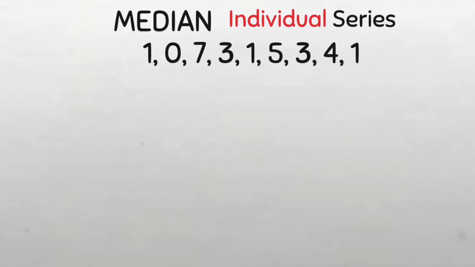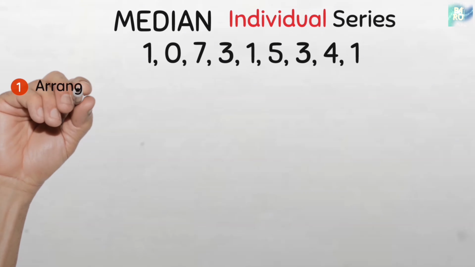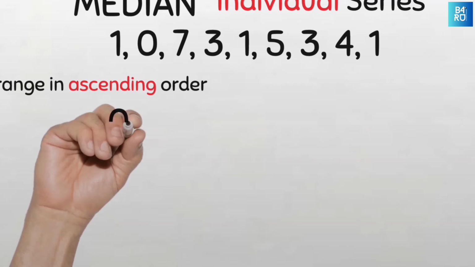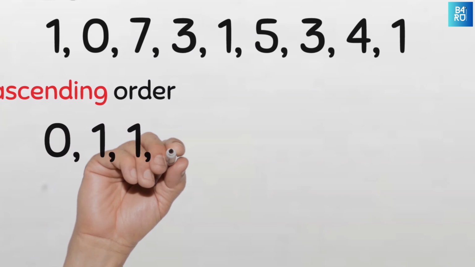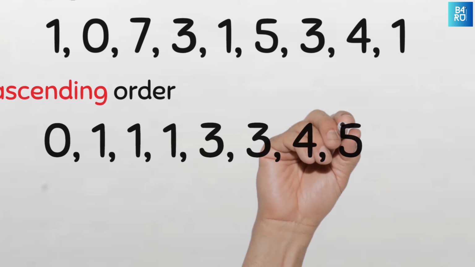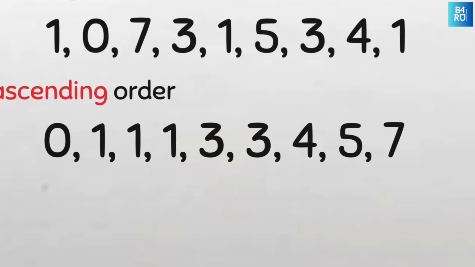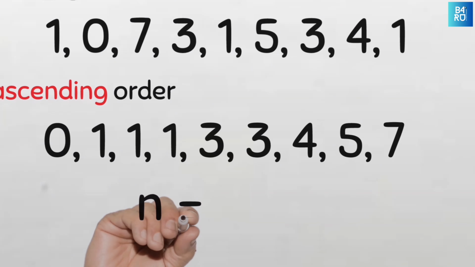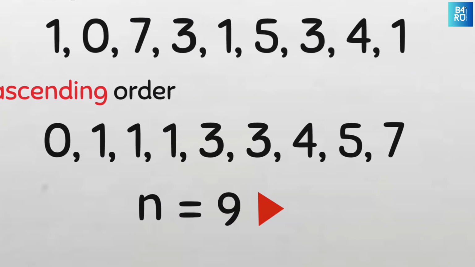To do this, we need to first arrange the data in ascending or descending order. I prefer the ascending order because it's just logical. So here we'll have 0, 1, 1, 1, 3, 3, 4, 5, and 7. That is 1, 2, 3, 4, 5, 6, 7, 8, and 9. So our number of data elements n is 9, and this is an odd number.